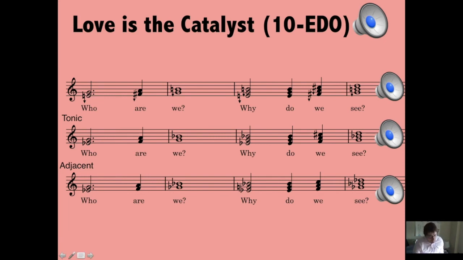And that changes what we have to do in the adjacent version. You see that we have implied E flat major and then G flat major happening instead. So here's the adjacent rendering. Different third, so it doesn't work. See how different that is?